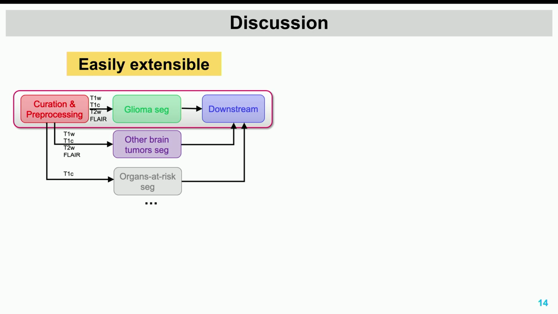Let's say for organ at risk segmentation, we want to do it on the T1 post-contrast scan. Then we can still use this curation, take only the T1 contrast scan, train a model for organ at risk segmentation, and do downstream processing.